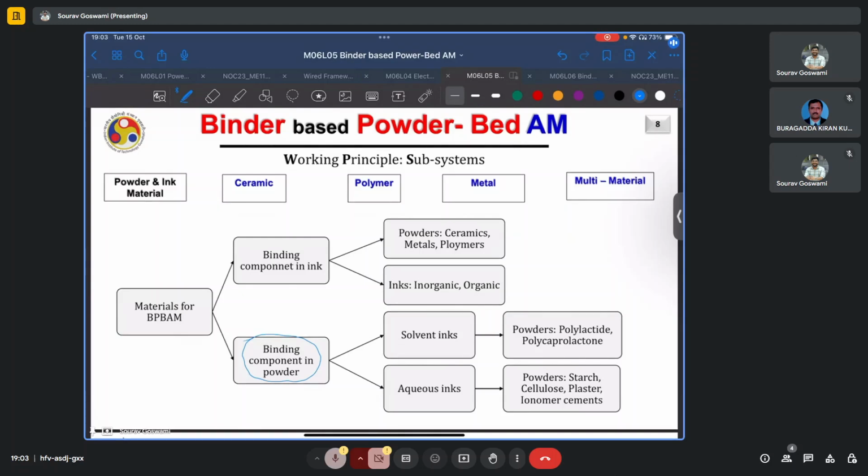If there is some binding component in the ink, then the combination can be by using ceramic, metal, or polymer powders in conjunction with inorganic or organic ink. If the binding component is already available in the powder, then we can simply use either aqueous inks in conjunction with starch, cellulose, plaster, or ionomer cement powders, or we can use some solvent inks in conjunction with polylactide and polycaprolactone powders.